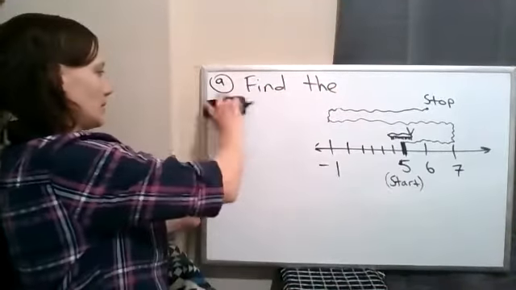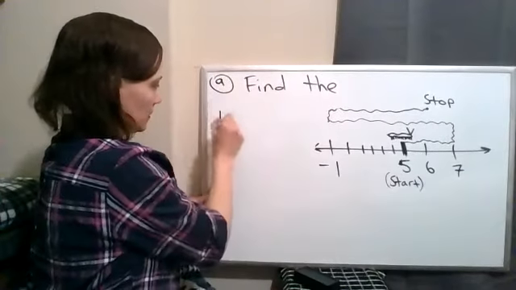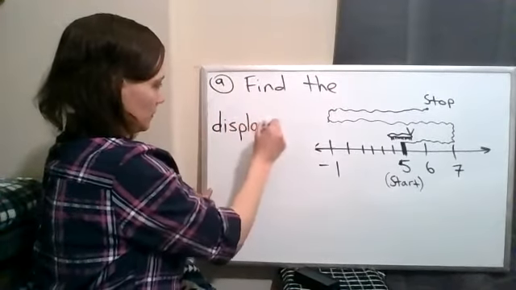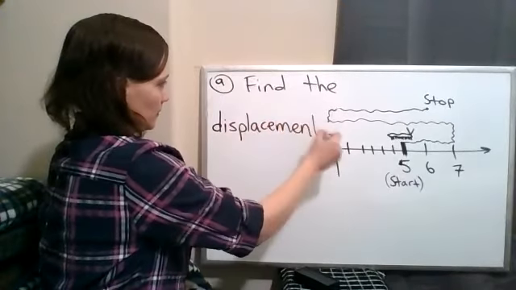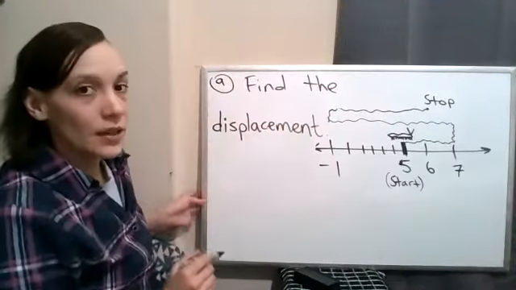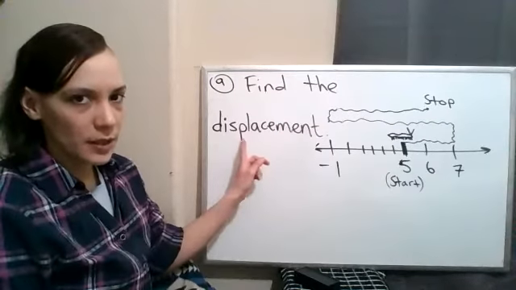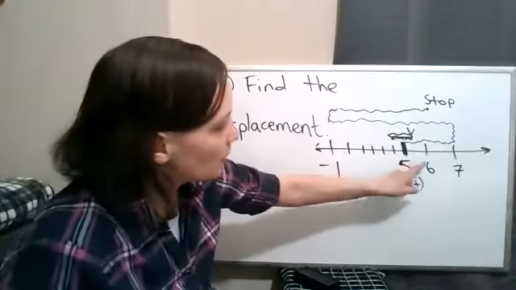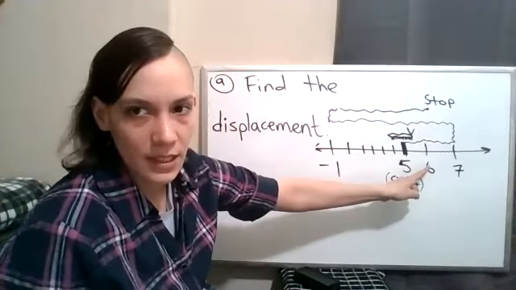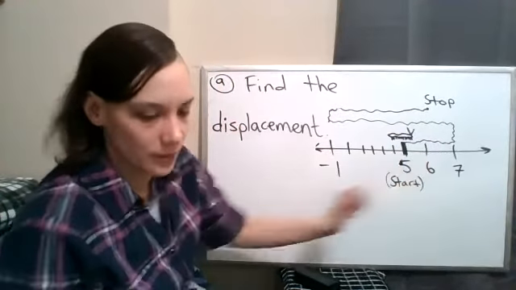Let's try that. All right, we take the final position and subtract the starting position. That's your displacement. So we stop at 6 inches and then subtract 5 inches, so 1 inch.